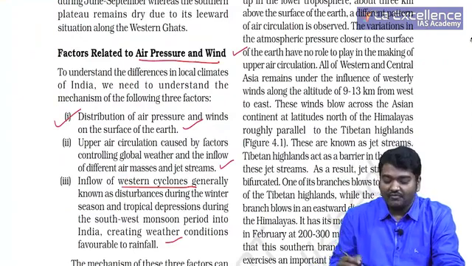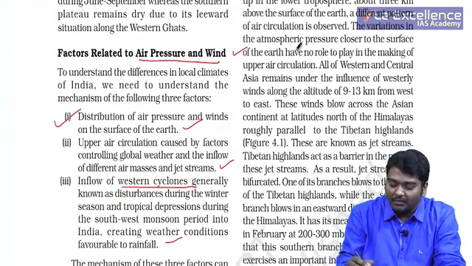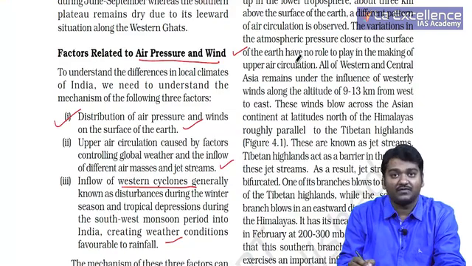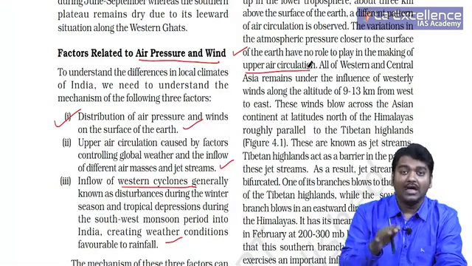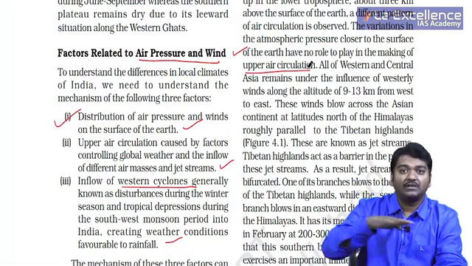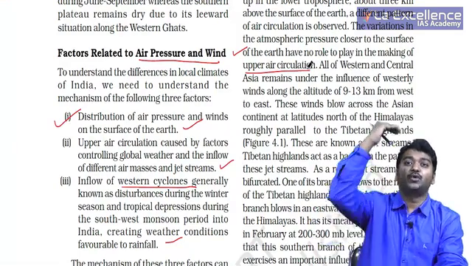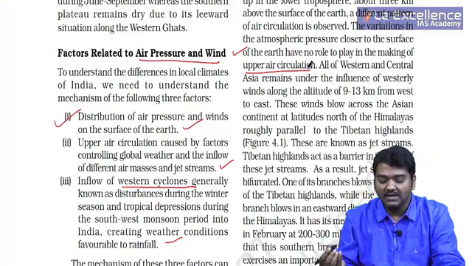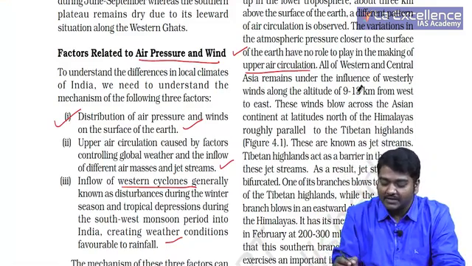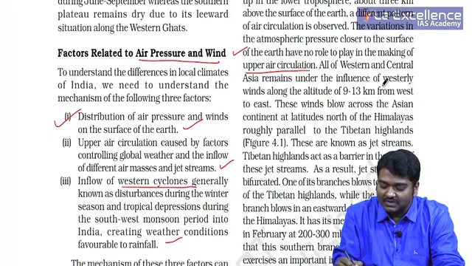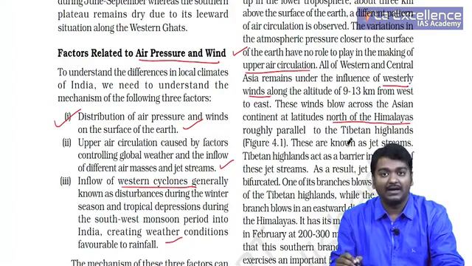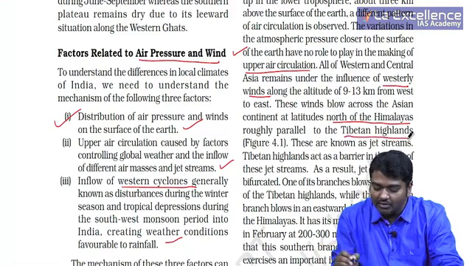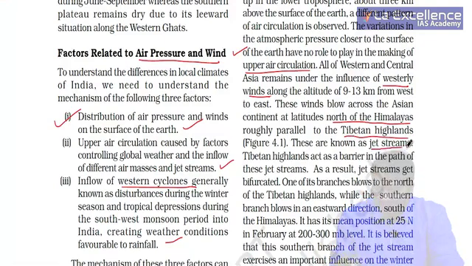Here we need to read: the variations in the atmospheric pressure closer to the surface of the earth have no role to play in the upper air circulation. The meaning of this is, whatever winds are blowing on the surface have nothing to do with the winds blowing above. Above, you are seeing some disturbances called jet streams, westerly winds. These winds blow across the Asian continent at latitudes north of the Himalayas, and they run roughly parallel to the Tibetan highlands. These are known as jet streams.